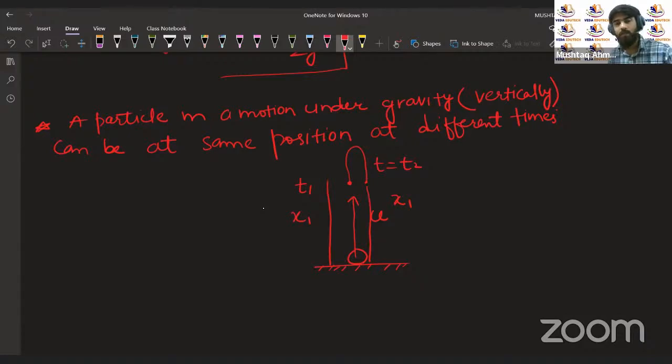So in the next class, we'll be discussing the graphical analysis of this motion along a straight line. We'll be discussing the position-time graph, velocity-time graph, speed-time graph, and then the acceleration-time graph, and the various parameters that can be drawn from all those graphs will be studied in the next class, right?